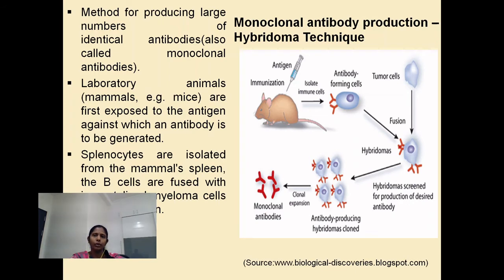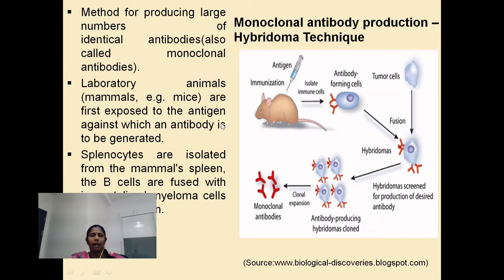The antibodies produced by hybridoma technique are termed monoclonal antibodies because they generally are of a single antigenic specificity and are produced by a clone of the same B cells. This method for producing large numbers of identical antibodies begins with the immunization of an experimental mammal like a mouse or a rabbit. So, these animals are first exposed to the antigen against which an antibody has to be generated.